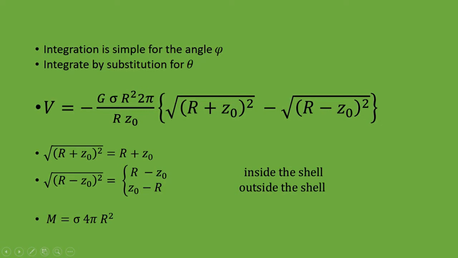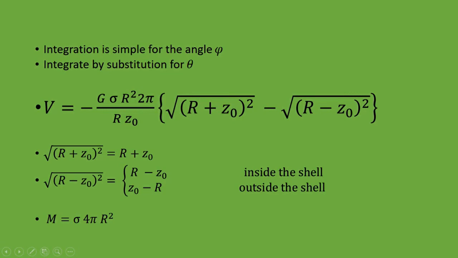You have 2 square roots. Now, the first square root is easy to simplify. Remember that capital R is just a constant, which is positive. Z0 is also positive. So the square root of the square of the sum of both terms is nothing but just capital R plus Z0. And that's a positive quantity.